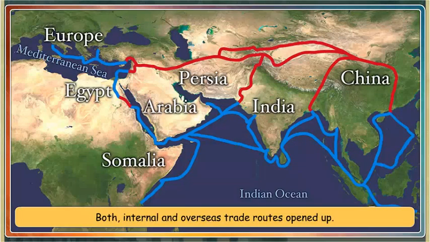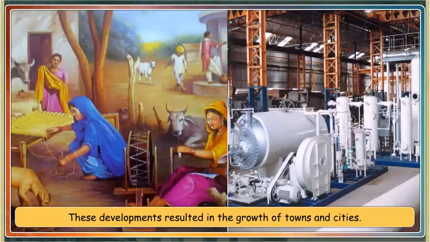The formation of kingdoms and empires resulted in increase in agriculture and trade. Both internal and overseas trade routes opened up. This period witnessed the development of numerous arts and crafts. These developments resulted in the growth of towns and cities.